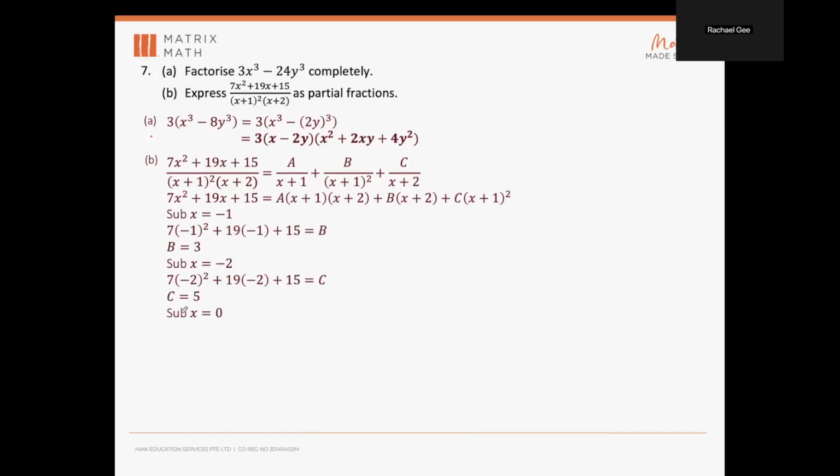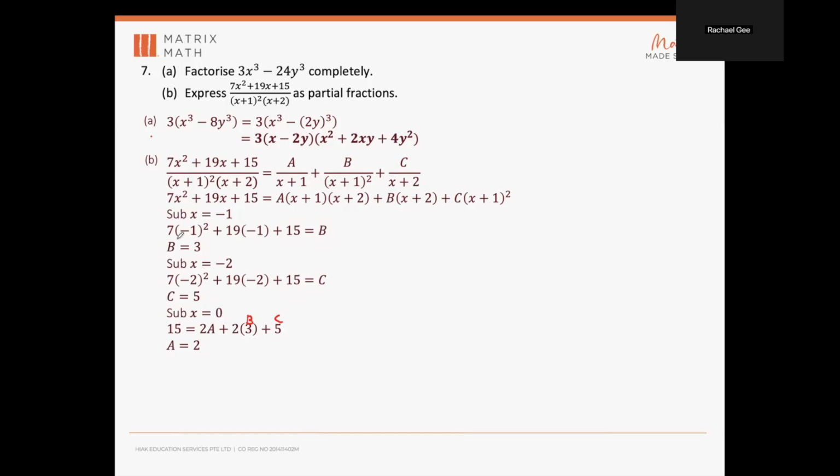Then lastly, you can sub in any value, or you can even compare the coefficients. But comparing coefficients will not help you, because you also need to find A and C. So you just substitute any value, and you get this. 0 plus 2 will be 2, 2 times B, so 2 times 3, this is B. Then C is 5, so 0 plus 1 is 1, 1 squared is still 1, so 1 times C is still C, so this is my C. After that, you simplify a bit, bring some terms over, and solve for A, which is 2.